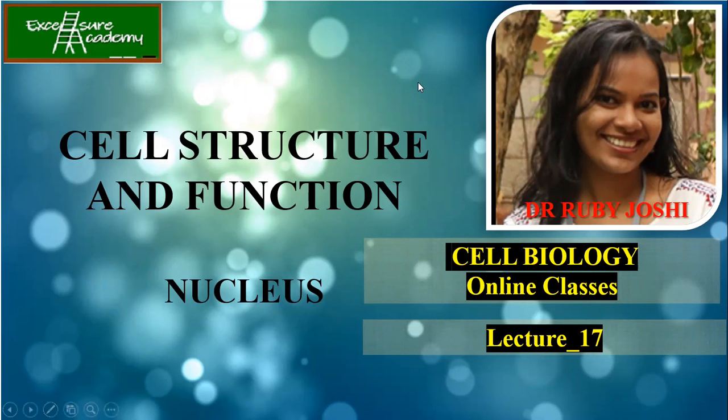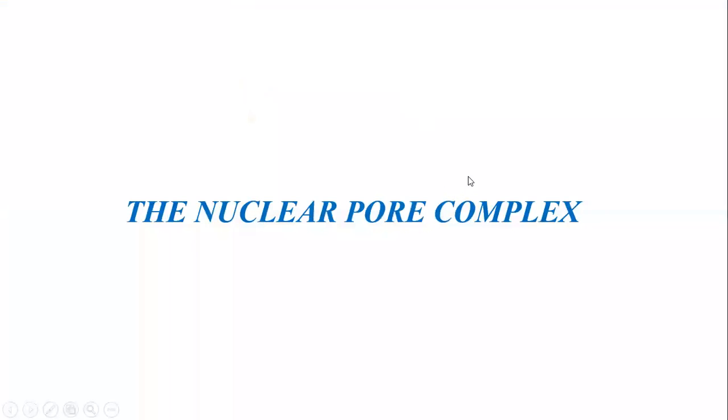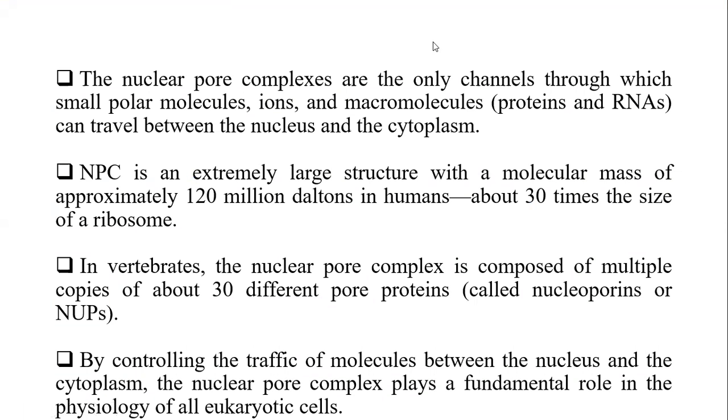Now let's discuss more in detail about the NPC, the nuclear pore complex. These nuclear pore complexes are the only channels through which any polar molecules or ions, including macromolecules like proteins and RNAs, will travel between the nucleoplasm and the cytoplasm. As I mentioned before, there are certain proteins like exportins and importins, and all these proteins help in the movement of these molecules. Now the NPC is an extremely large structure, around 120 million Daltons in humans, 30 times the size of a ribosome. So if the ribosome is this big, then your NPC will be this big, okay?